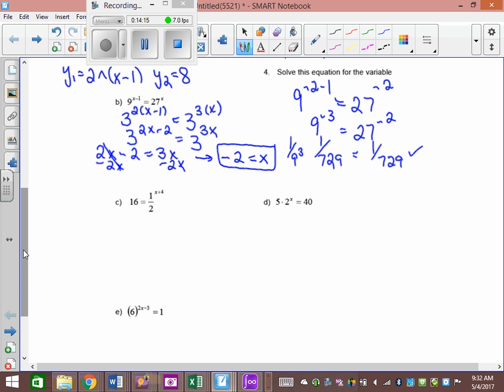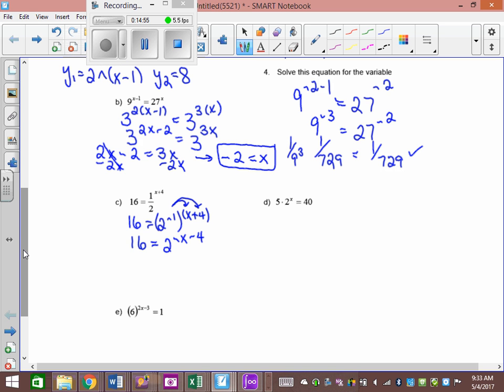So if we have 1 over 2 to the x plus 4, I can actually write that as 2 to the negative 1 times x plus 4. I can bring any number from the bottom up by raising it to the negative 1. Because you took a negative 1, you moved it down to make it positive, right? So you can bring it back up and make it negative. Just like I have 9 to the 3 on the bottom here, I can bring it up and make it negative, right? So I'm going to distribute that. I get 16 equals 2 to the negative x minus 4. So I have to remember to distribute.